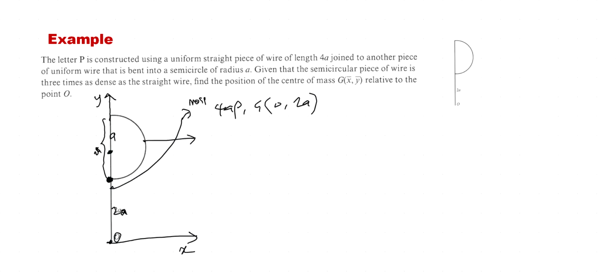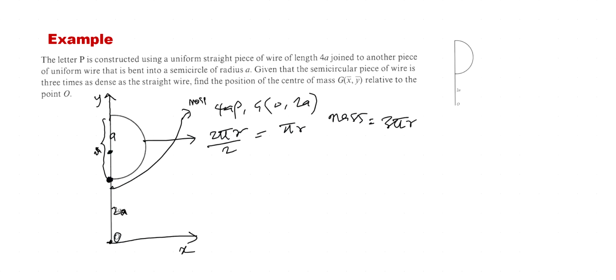The length of a circle is 2 pi r. So the length of a semicircle is half of this, which is equal to pi r. Therefore, the mass is equal to pi r times 3 rho, which is 3 pi r rho. That's the mass.